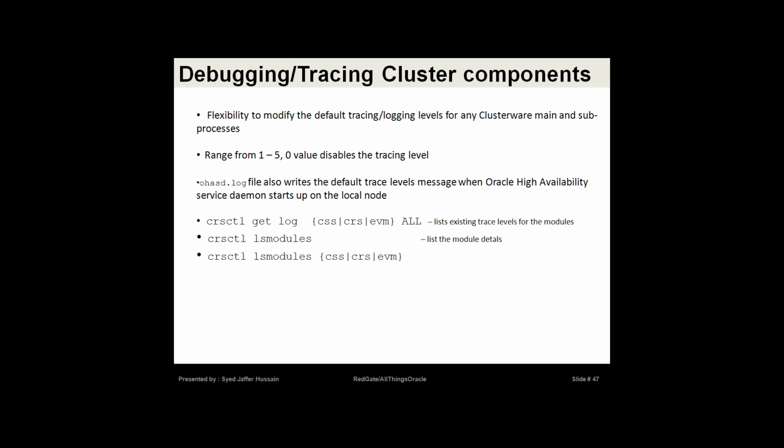crsctl get log will produce the default tracing levels of your CRSD, CSS, or EVMD. So if you want to know what the default settings of CSSD and the modules underneath CSS are, you type crsctl get log css all. This produces the modules underneath the CSS daemon process. So you can also list the modules of that particular process.